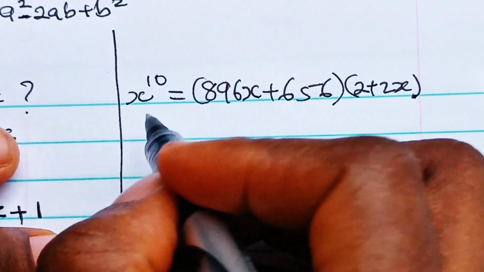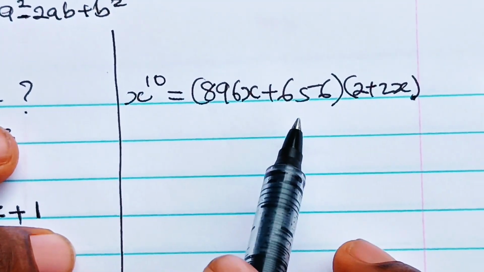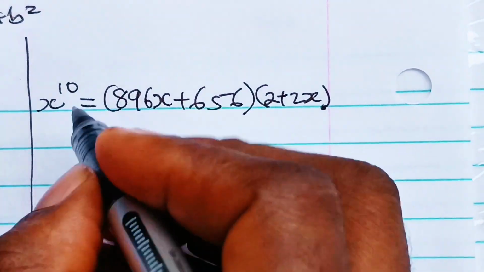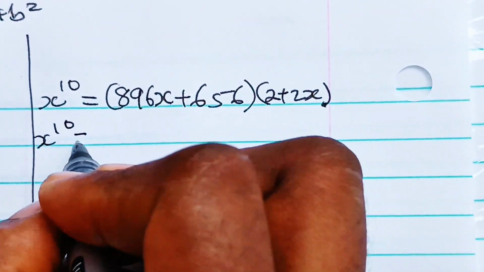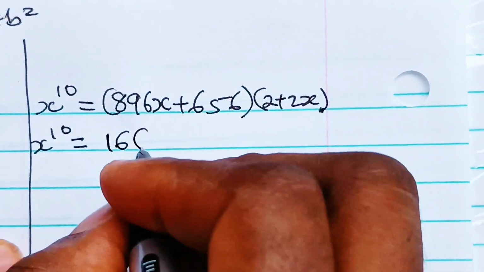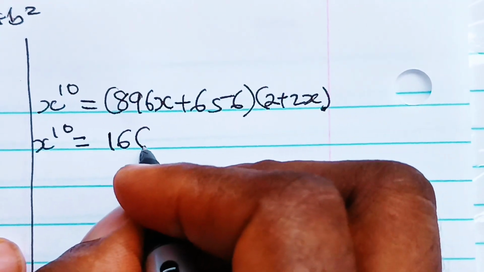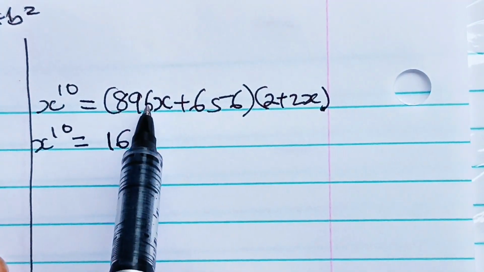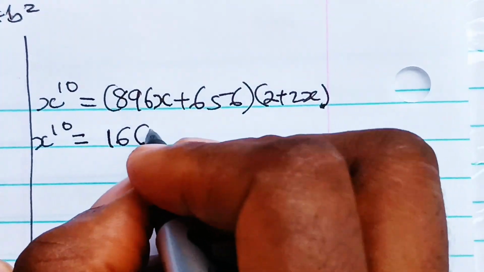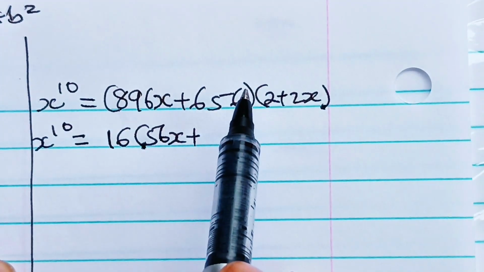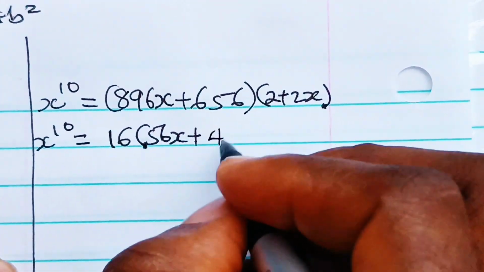Now we are going to factorize. Recall that we are not using our calculator, so we are going to try to simplify this as much as we can. So x to the power of 10 is equal to, what do they have in common? They have 16 in common. When this is divided by 16, you are going to have 56. So we have 56x plus, when 656 is divided by 16, we have 41.